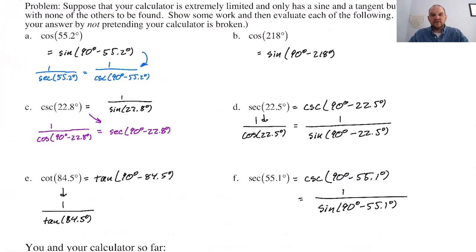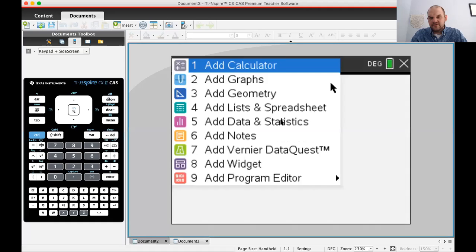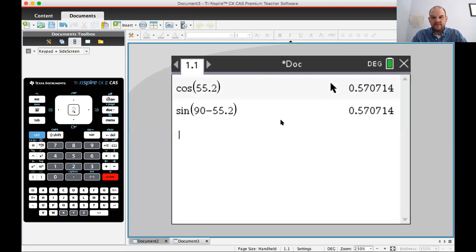So let's see. I'm going to switch to the calculator and punch some of these in and see how we did. I'm going to start a new document. For the cosine, I'm in degree mode. If I wasn't in degrees, I'd change to degrees and make sure that works out. So we get this. Basically I'm going to try to confirm that the things that I wrote are right. If you get the same value, that confirms it.